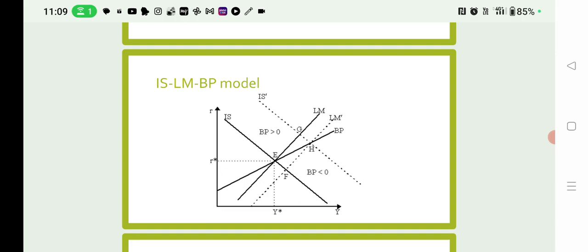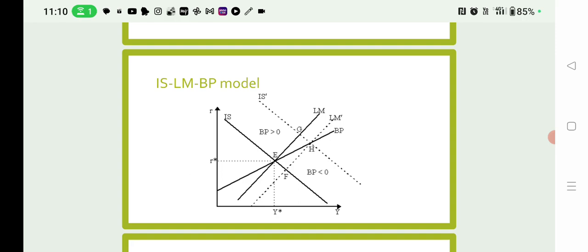But due to some impact in the economy, government expenditure is increasing. So due to the impact of increase in government expenditure, that's mostly autonomous in nature. It does not depend mostly on the rate of interest. Whatever may be the rate of interest, government expenditure increases. So IS curve shifted to the rightward from IS to IS dash.